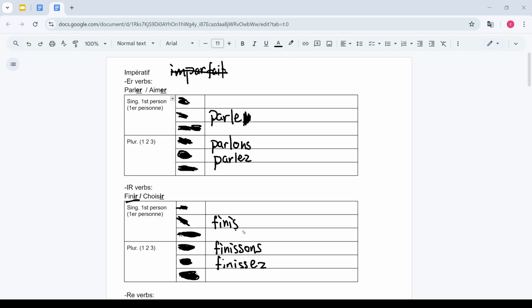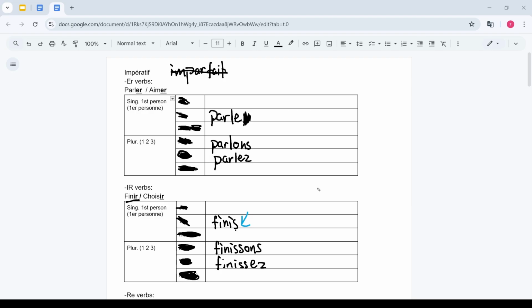Notice how the S over here stays. So this S over here, it stays, and we do not remove this S over here. That rule only applies to ER verbs, and it's only if the next word does not start with a vowel. So then if we wanted to tell someone to finish, then we would tell them finis.